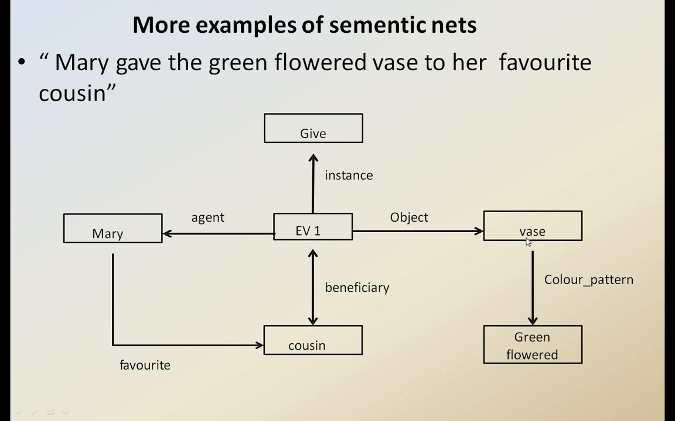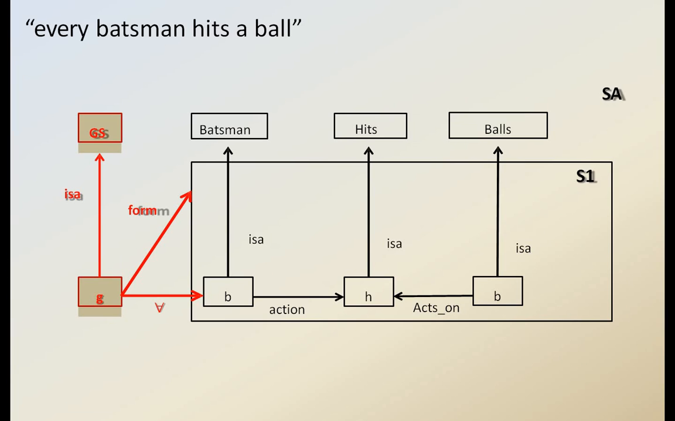And the vase. What is it giving? Green flowered vase. What is the colored pattern of this vase? Green flowered. So she is the agent, give is an instance, to the vase. What kind of vase it is? Green flowered vase. To whom? Who is the beneficiary? Cousin. Like that, you can represent the semantic nets.